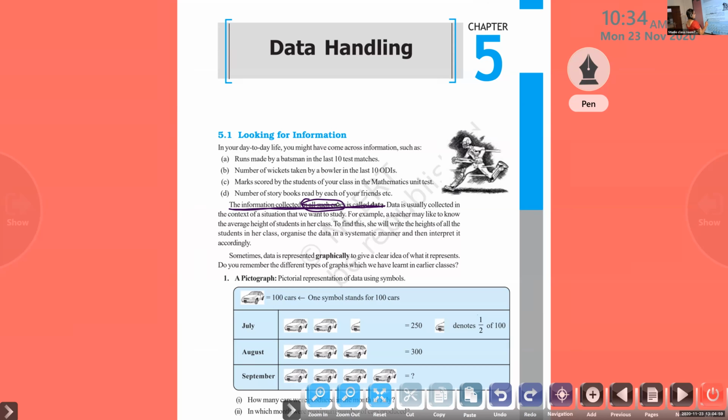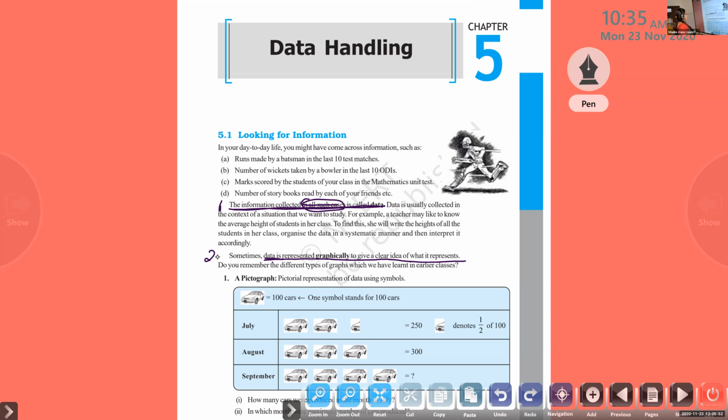After that, write this sentence also. Data is represented graphically to give a clear idea of what it represents. Clear idea of what it represents. Write these two points, first point and second point.